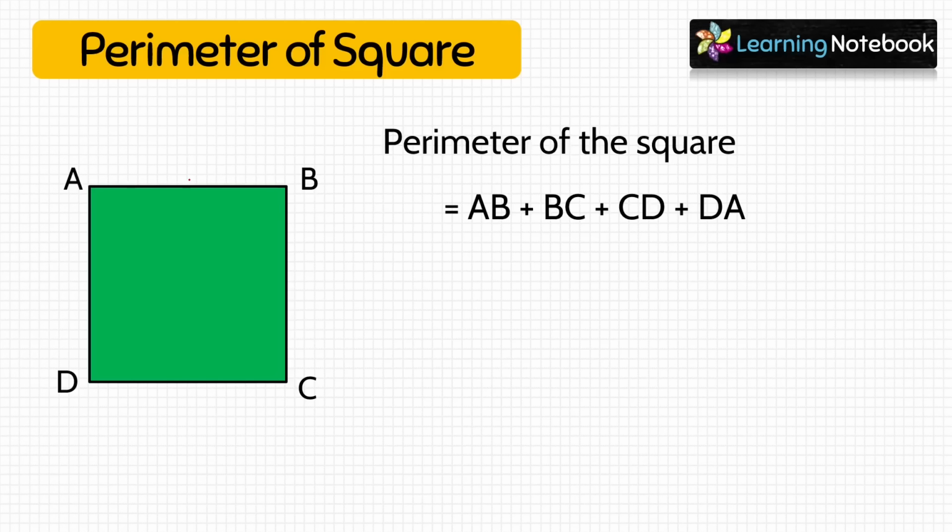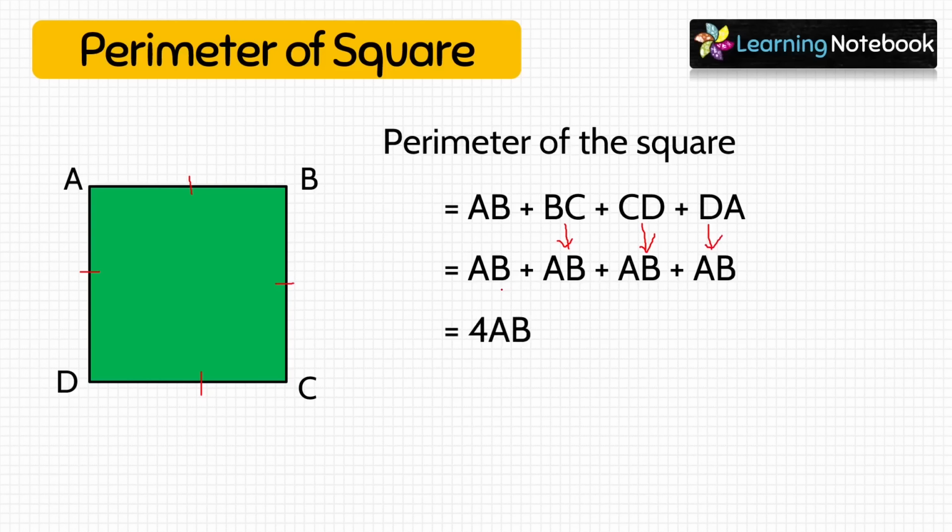So it means we can write BC, CD and DA as AB. So now how many ABs have we got here? Yes, 4. So we can write this expression as 4AB, where AB is the side of the square. So we can remember the formula of perimeter of the square as 4 into side.